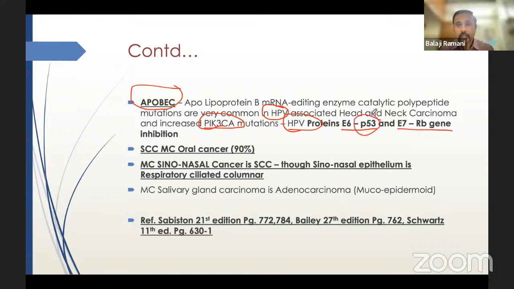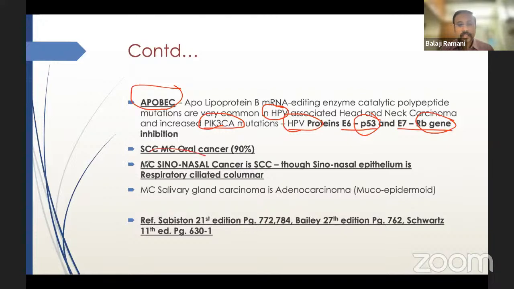P53 is known as the guardian of the genome. Retinoblastoma gene, as all of you know, is known as the caretaker of the genome. Okay, so these two are going to be affected whenever you have an HPV related cancer. So P53 and retinoblastoma both are affected. That leads to development of many of the malignancies. So squamous cell carcinoma, all of us know, is the most common malignancy of the oral cavity.